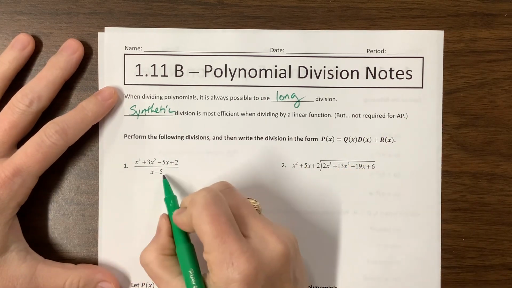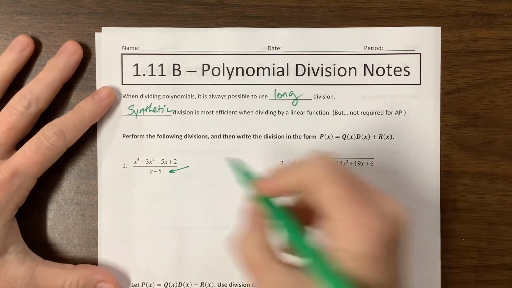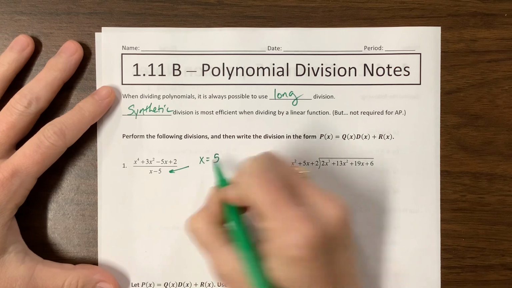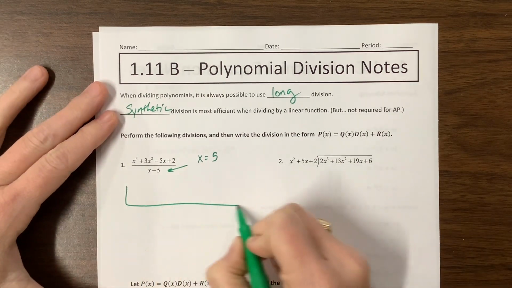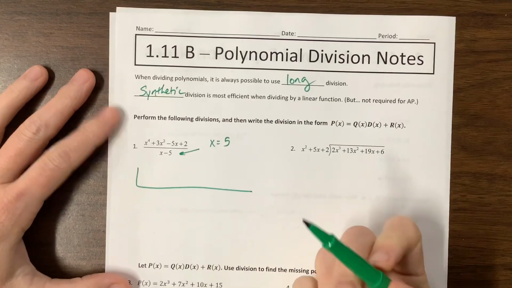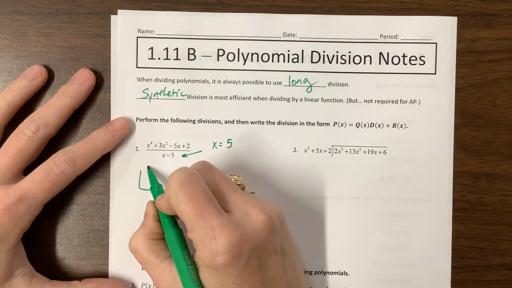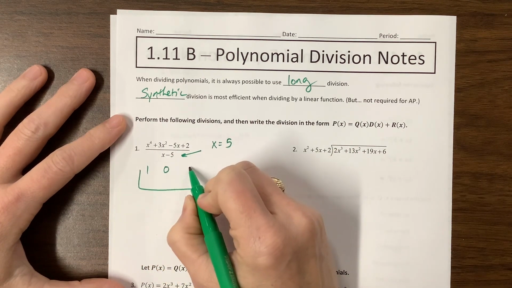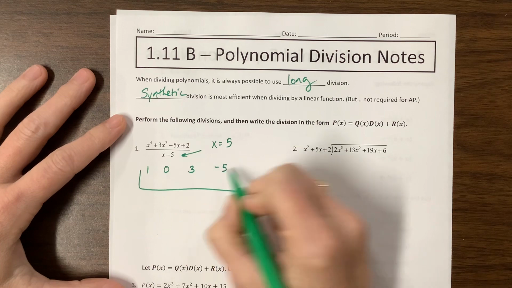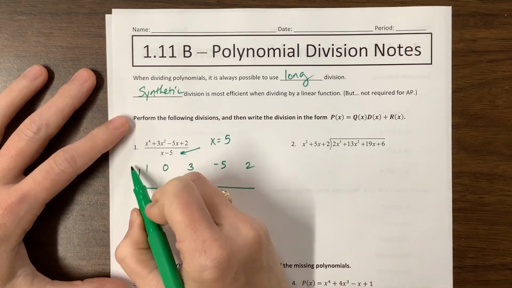With this one, since we're dividing by something linear, we can use x equals 5 with synthetic division. As a reminder, I draw my lines slightly differently than everybody else in the world does, but whatever. Notice there is no x cubed term, so we have a 0 for the x cubed, 3 for x squared, -5 for x, and 2 for the constant. And I'm going to put 5 here on the outside.